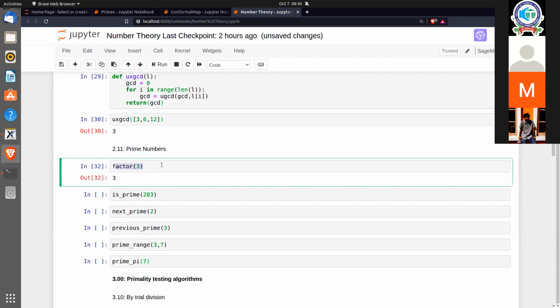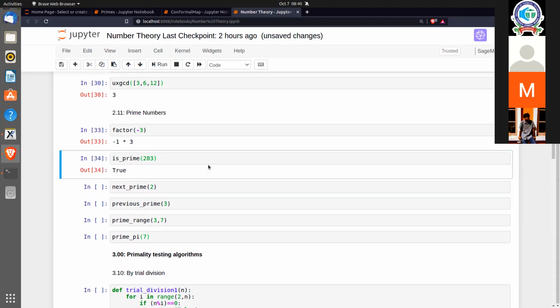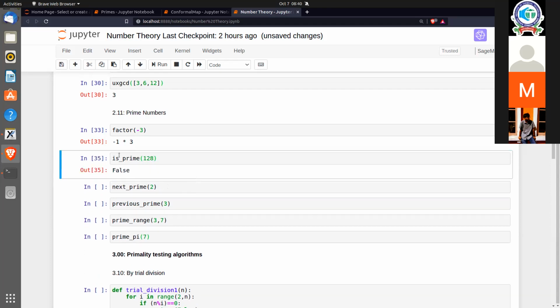One thing to notice is that Sage doesn't return 1, but if I have -3, it will give me -1. And then we also have this inbuilt function for checking if a number is prime. So suppose for instance 283 is prime, and something like 158 won't be prime. We'll study how primes are actually determined in this field. There's a section called primality testing algorithms. We'll be looking through some of them.